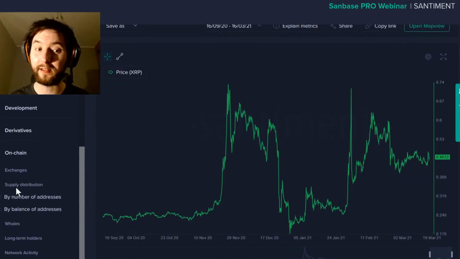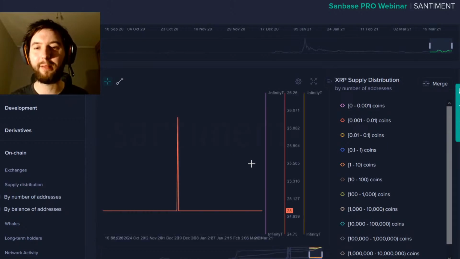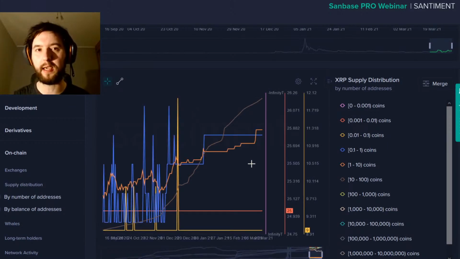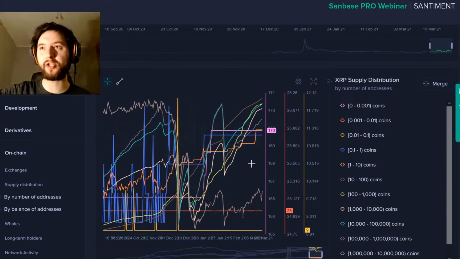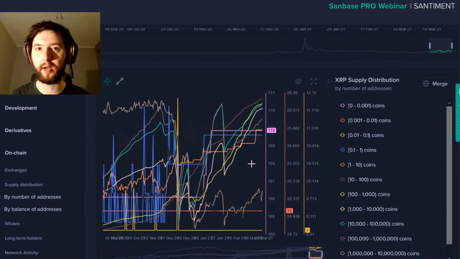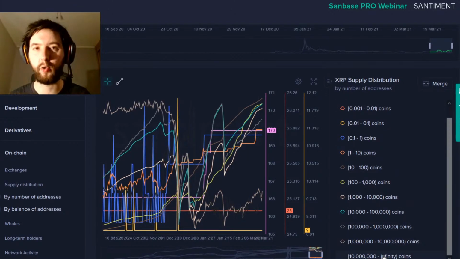Starting today, we call it supply distribution. Essentially, there are two types of supply distribution on Sanbase: supply distribution by number of addresses and supply distribution by balance of addresses. This is not per se a whale metric, because it doesn't only look at the behavior of large addresses, but rather gives a comprehensive overview of the entire ecosystem of a coin, from the very low level holders, 0 to 0.001, all the way up to 10 million plus coins, or holders of amount of holders that hold more than 10 million of a particular coin.